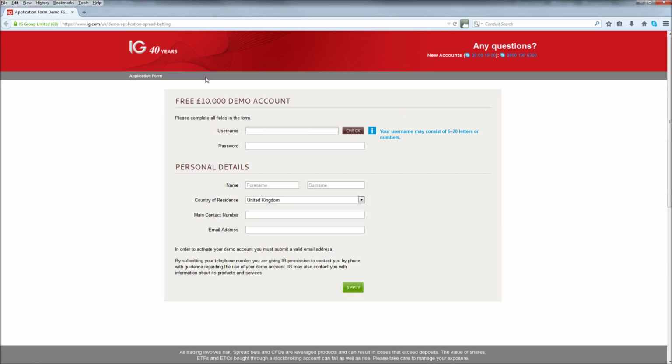For now, I do my trading for spread betting on IG Markets, so you can just go to ig.com and it'll direct you to igmarkets.co.uk. And what you want to do is basically open a demo account, as you see here. I'm just going to make one up.